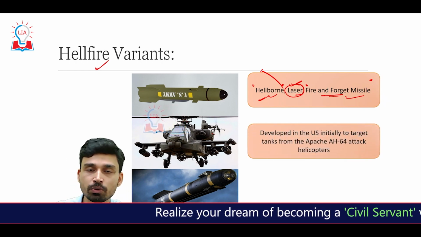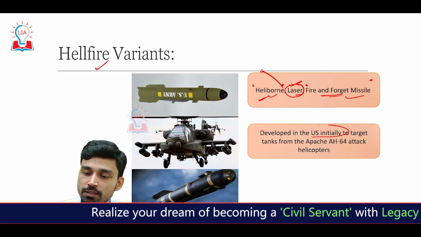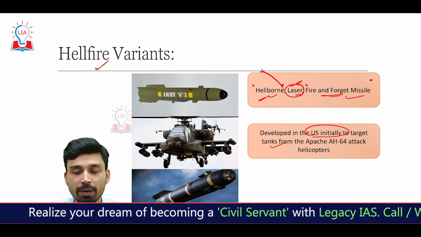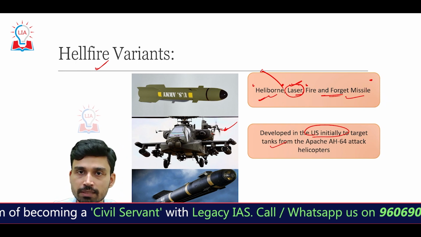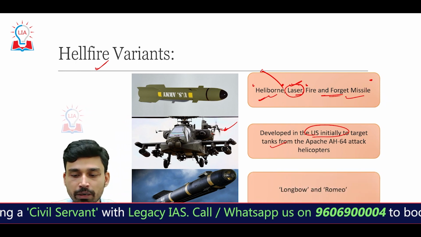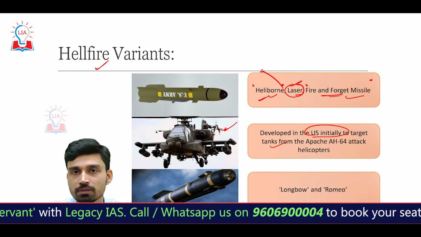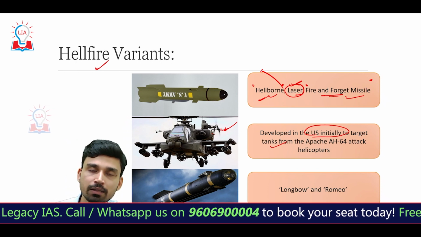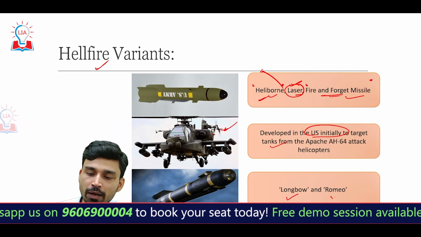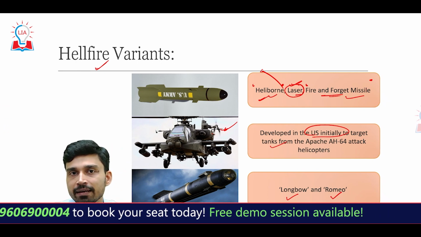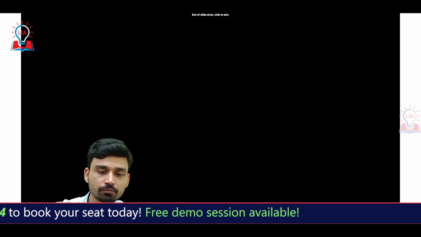Initially it was developed in the US to target tanks from Apache AH-64 attack helicopters. That was the initial purpose of the missile. Gradually, modifications were made, and three major variants of this missile are currently in use. The Ninja missile that we have already discussed, and apart from that, we also have Longbow and Romeo, which can also attack and destroy tanks.